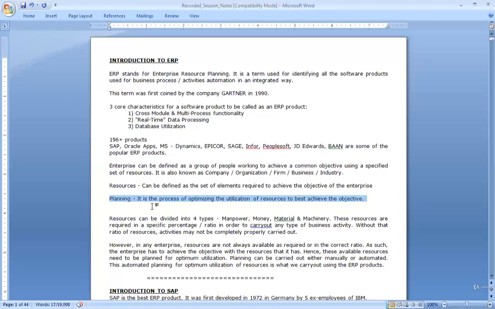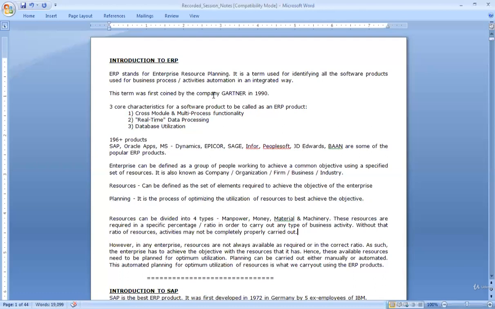Now, for that, you require a specified set of resources. When you create a company and define the objective, you also define the ratio of these resources that are required to carry out or achieve that objective. Without that ratio of resources, usually activities cannot be properly carried out.